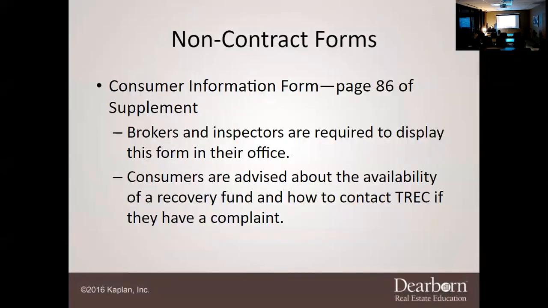Now, in regards to the consumer information form, in this form, this is basically, again, a non-contract form. And I want to try to pull it up if I can find it real quick. Give me just a second. Let's see. Of course, trying to find it is not going to be easy when you need it.